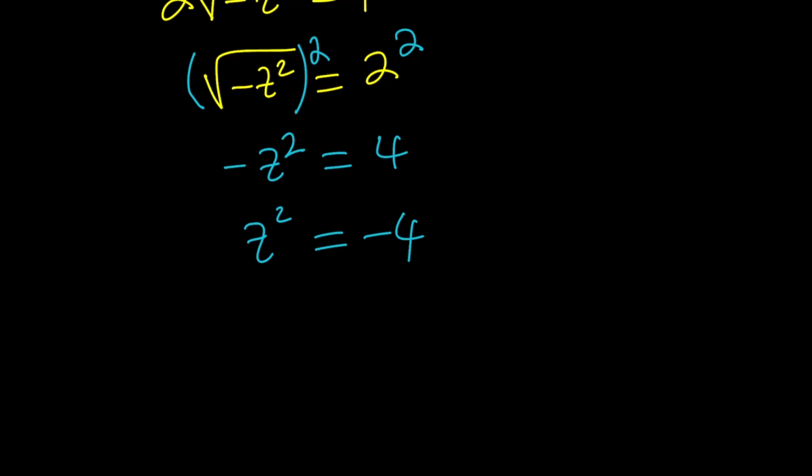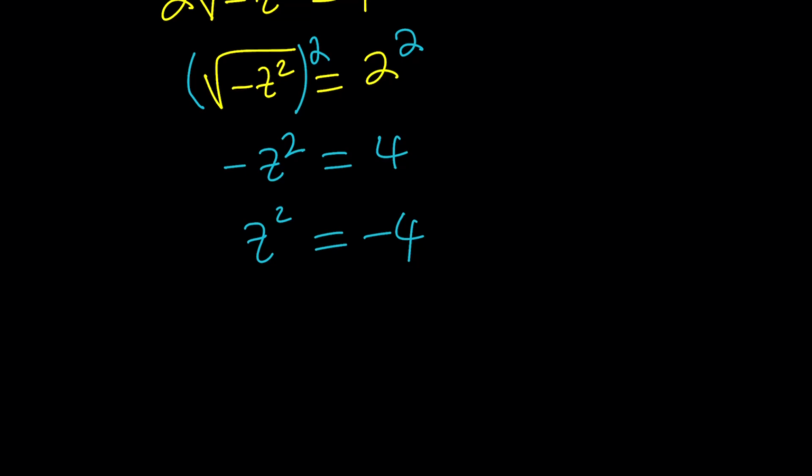Okay, now how do you find z from here? Easy. Think about a number whose square is negative 4. It's 2 and negative 2, right? No, that's not the answer, because if you square them, you get positive 4. To get negative 4, you have to add the imaginary element, which is i. In other words, 2i squared will be negative 4.